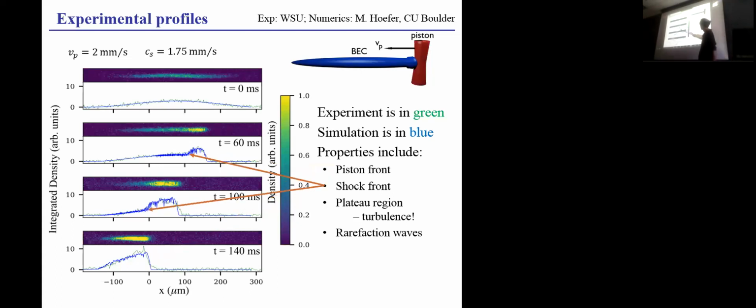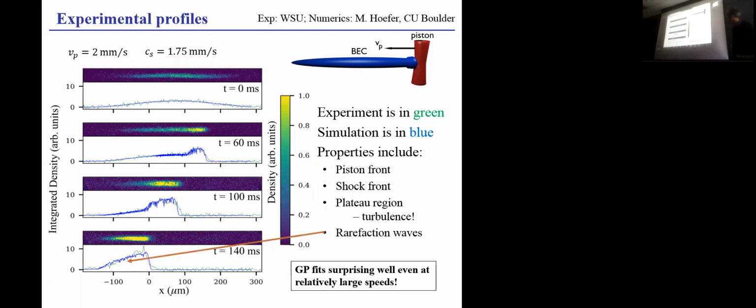Over here, on this side, we have the shock front, propagating forward as the cloud moves. Here, we have a plateau region that has developed. As the shock expands, the plateau region gets wider and wider. Finally, when the piston reaches the region where the background BEC has been, the shock front deforms, and it starts forming a rarefaction wave, which is going to have a parabolic shape.